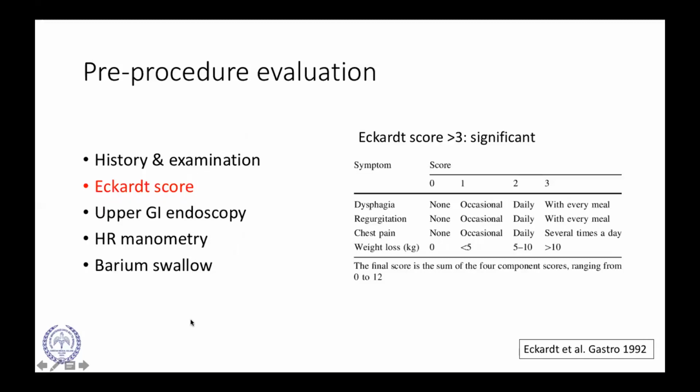The pre-procedure evaluation would include history and examination, the calculation of the Eckardt score, an upper GI endoscopy, high-resolution manometry, and a barium swallow. Eckardt score is a sum total of symptom scores for dysphagia, regurgitation, chest pain, and weight loss. A total score of more than 3 is considered significant.